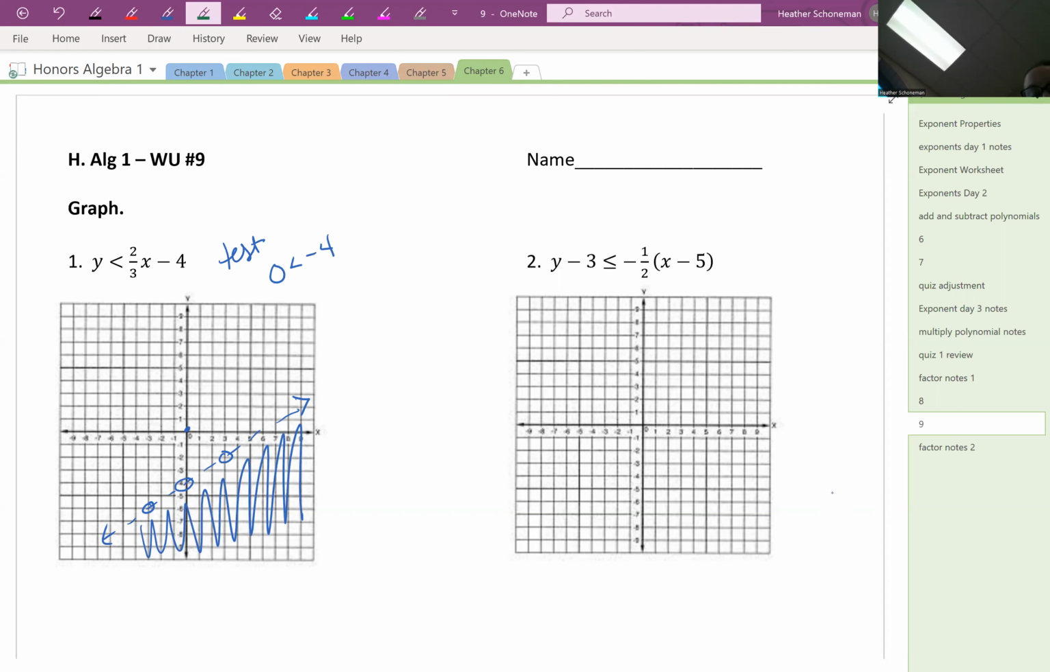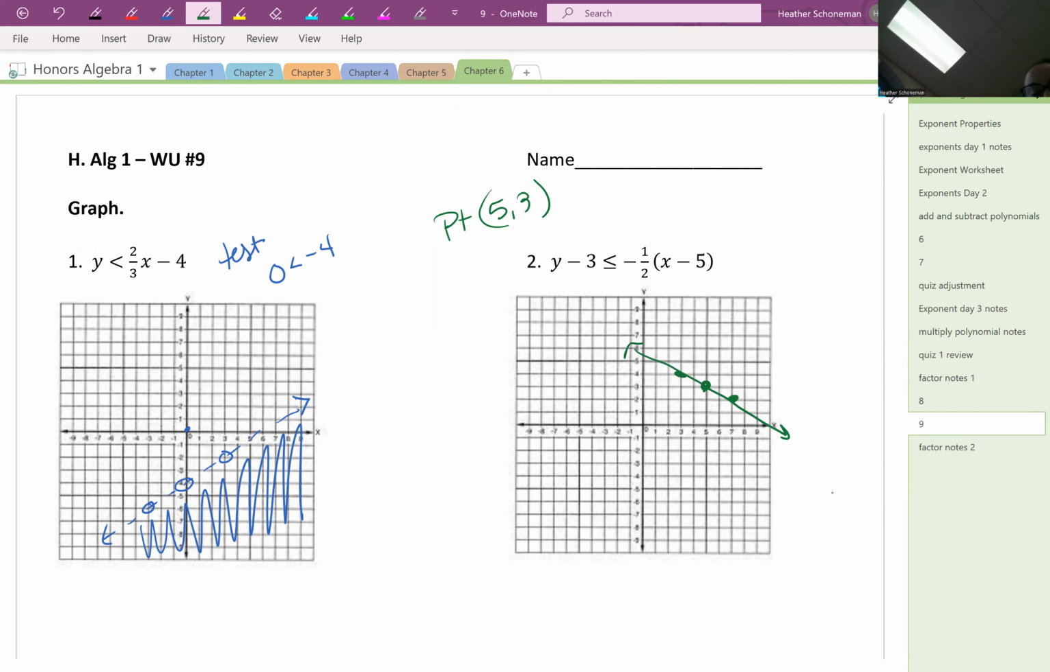Number 2, it's in point slope form. So your point on this one is going to be 5, 3. So we're going to start at 5, 3. And this time it's a solid point because it's less than or equal to. Slope is -1/2. So down 1, right 2. Up 1, left 2, connect with a solid line.